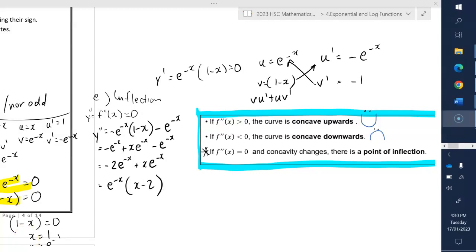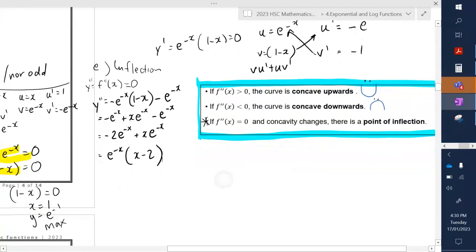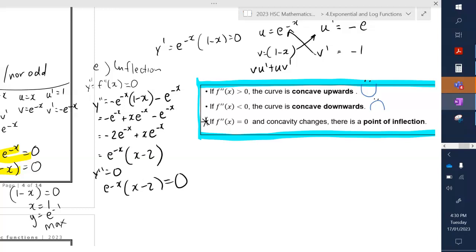Now remember what we're trying to do is find a point of inflection, and that would happen possibly when the second derivative is equal to 0. So when this is equal to 0, we want to find out when e to the minus x times x minus 2 is equal to 0. E to the minus x doesn't equal 0. It always gets close to 0, but doesn't actually get to 0. So that's not going to help us. But x minus 2, we can set that to 0, and we'll end up with x equal to 2 being a possible inflection point.